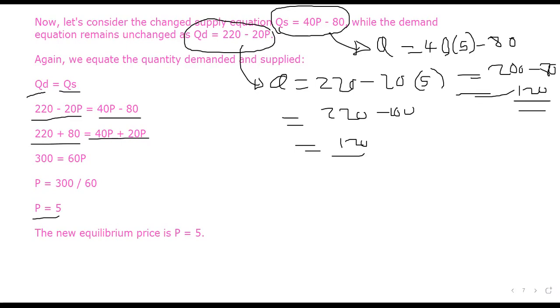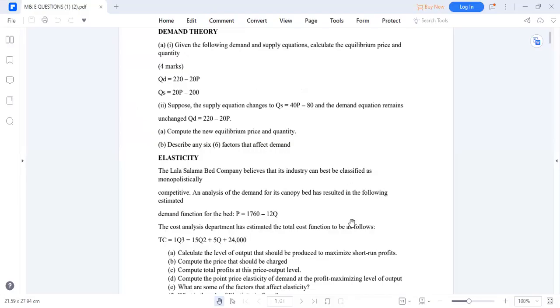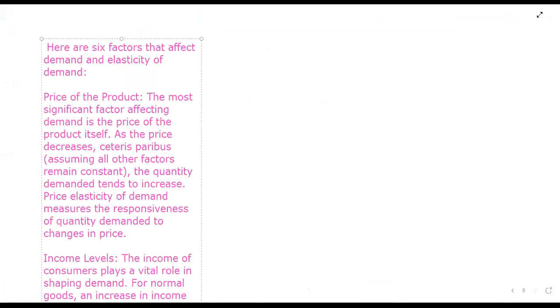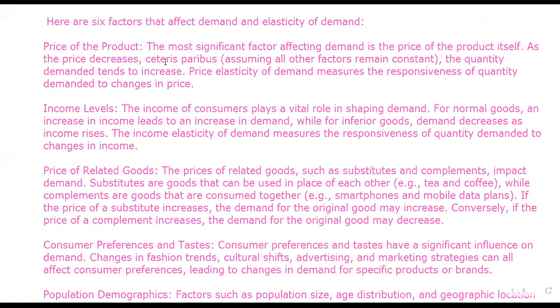So what is the next question asking us? The next question is asking us to discuss any 6 factors that affect demand. What are the 6 factors that affect demand? We have several factors, so summarize them as follows. Number 1, the price of the product. This is the most significant factor that affects demand. As it increases, ceteris paribus, assuming all things constant, the quantity will decrease. So they have an inverse relationship. Whilst one factor is going up, the other factor is going down.